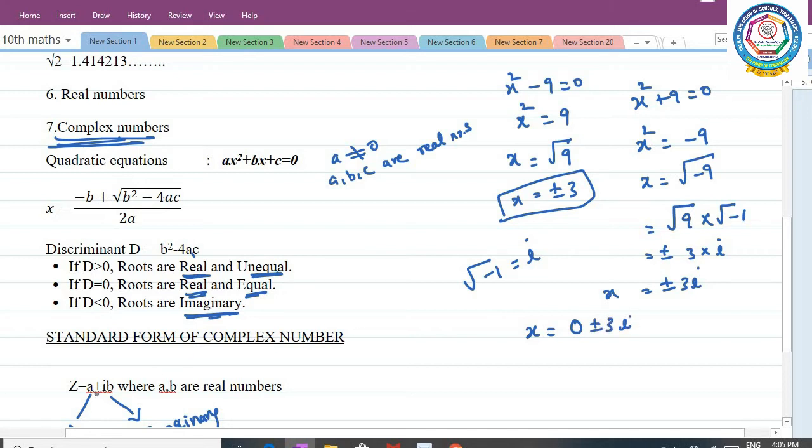So we are getting a complex number. What is 0 here? This is the real value. So 0 plus or minus 3i. 0 is the real part, 3 is the imaginary part here.